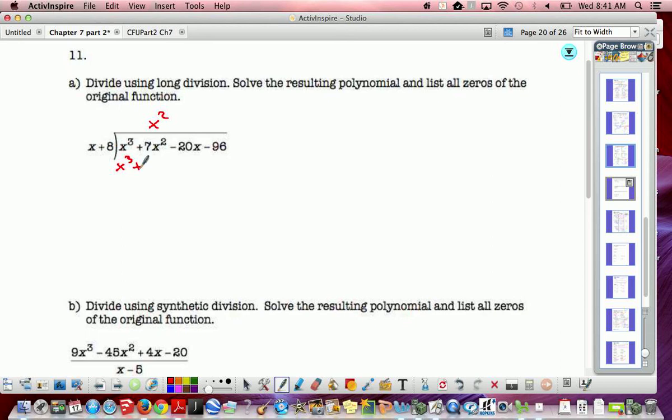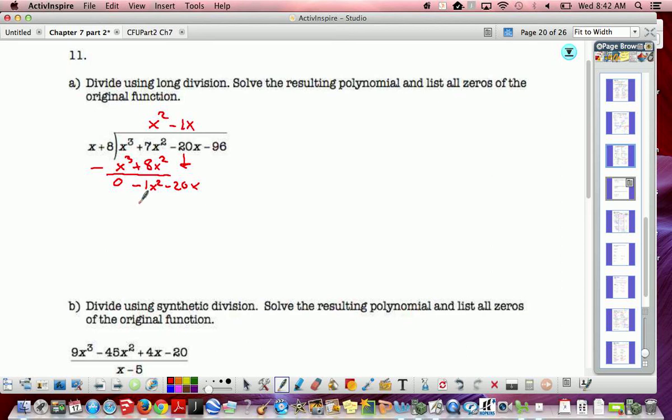8 times x squared is 8x squared. So remember with long division, once we get how many goes in, we subtract. That should be 0. 7 minus 8, you got to watch your signs, minus 1x squared. Bring down the next term, negative 20x. So now I ask myself, how many x's go into negative 1x squared? Well, that's just negative 1x.